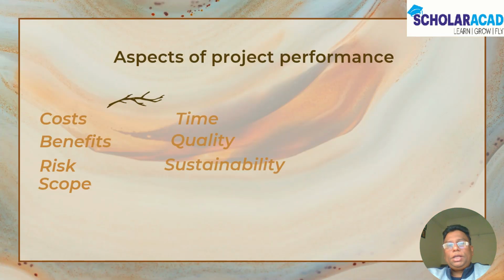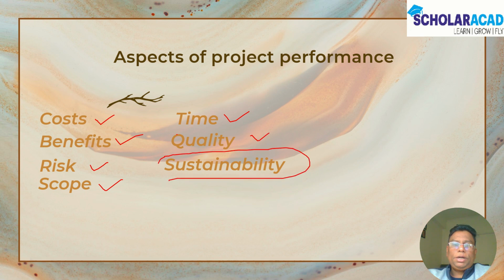Next, there are 7 aspects of project performance, which are cost, benefits, risk, scope, time, quality and sustainability. The first 6 are the common project performance parameters which are used in Prince2 version 6, and this new sustainability comes in the new 7th version.